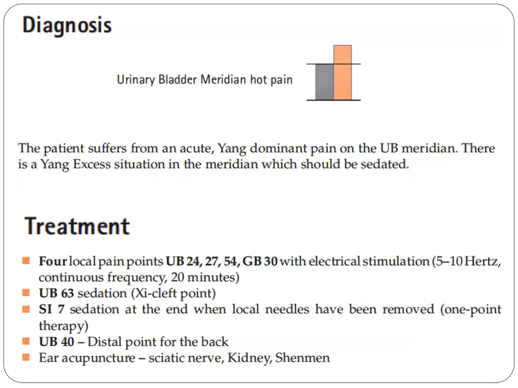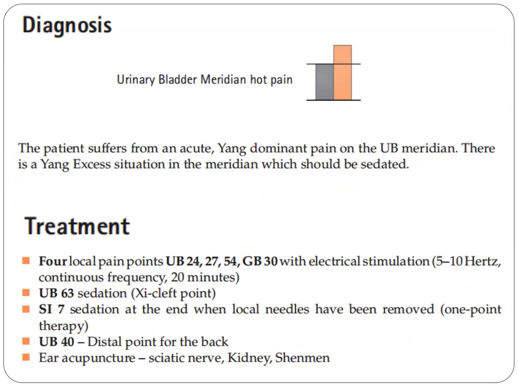Diagnosis is urinary bladder meridian heart pain. The patient suffers from an acute yang dominant pain on the urinary bladder meridian. There is a yang excess situation in the meridian which should be sedated.